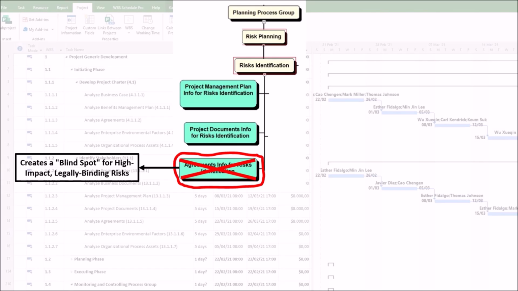You might fail to identify an early completion bonus in a contract, missing a clear opportunity to accelerate the schedule and gain a financial reward. The team would never even discuss exploiting this positive risk.